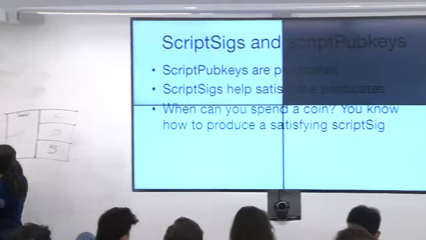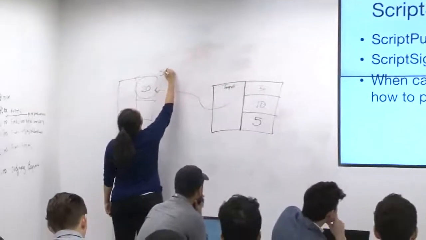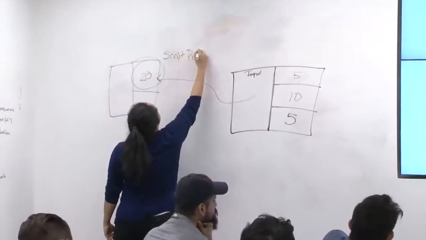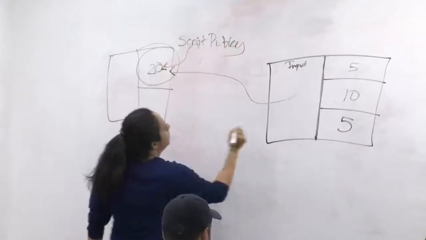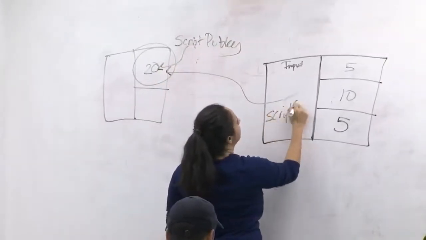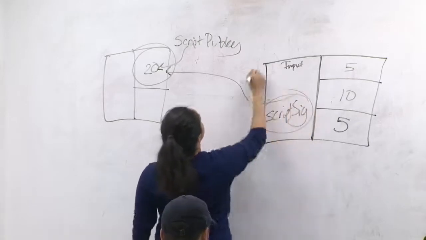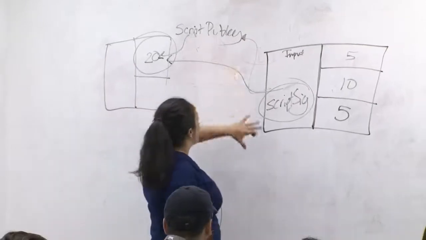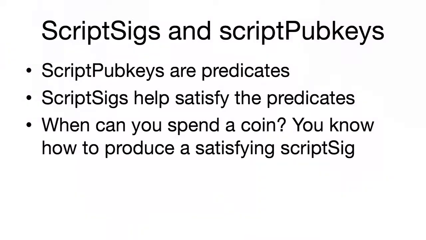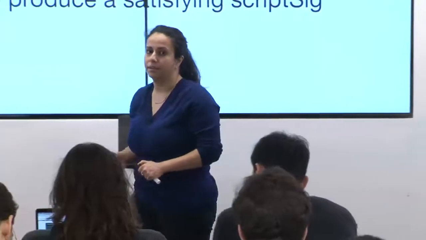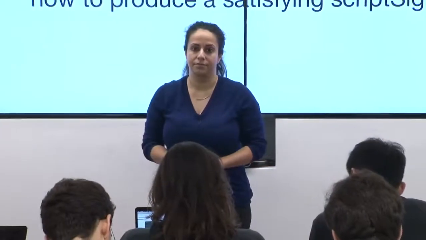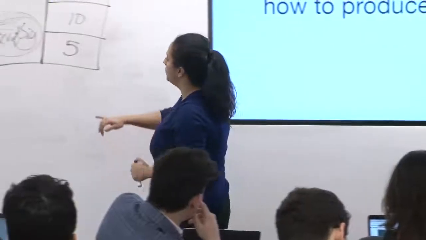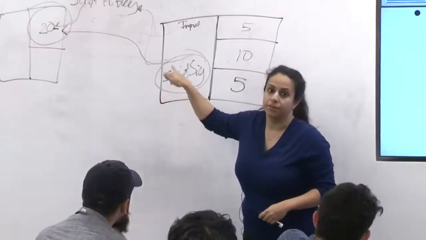So we would have a script pub key here, and we would have a script SIG here. And this script SIG, if this is a valid transaction, would explain how to satisfy the script pub key. The script pub key would set up a predicate on the output. The most common predicate is: produce a signature and a public key that satisfies this hash. And the script SIG would provide the information necessary to satisfy that predicate.